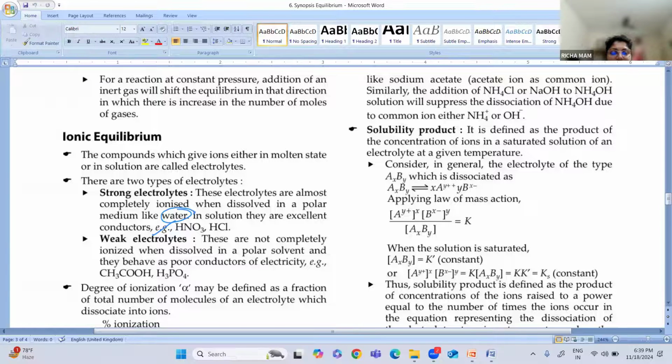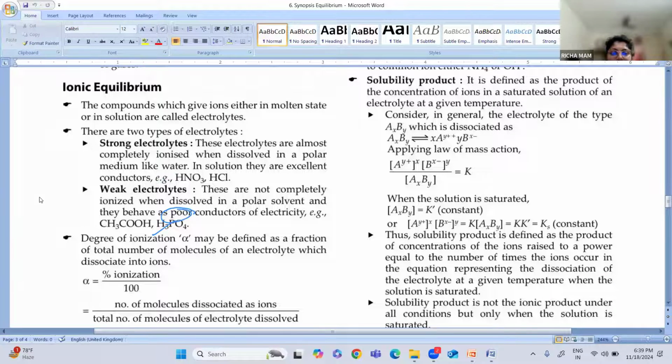Then there is something called degree of ionization. What do you mean by degree of ionization? It is the fraction of the total number of molecules of an electrolyte which dissociates into ions. It is given as alpha. It is the fraction of total number of molecules, that is, percentage of ionization divided by 100. So how many molecules will dissociate into ions? That will tell you the degree of ionization.